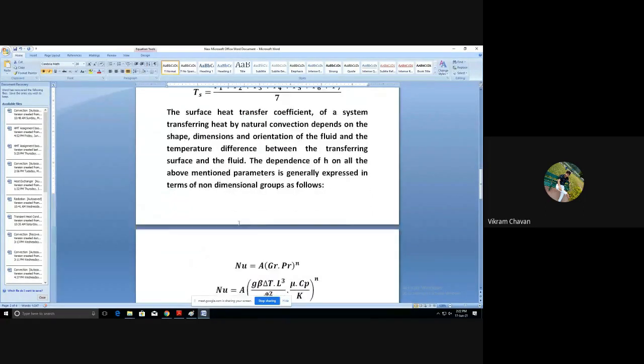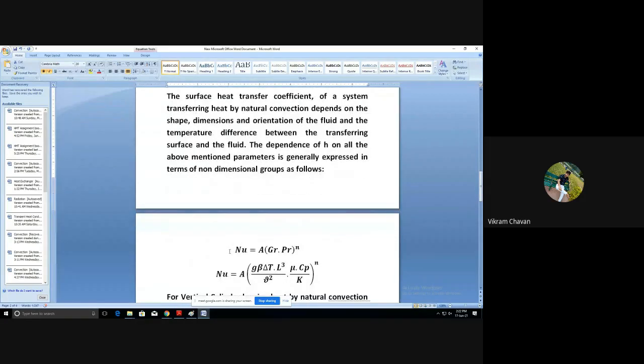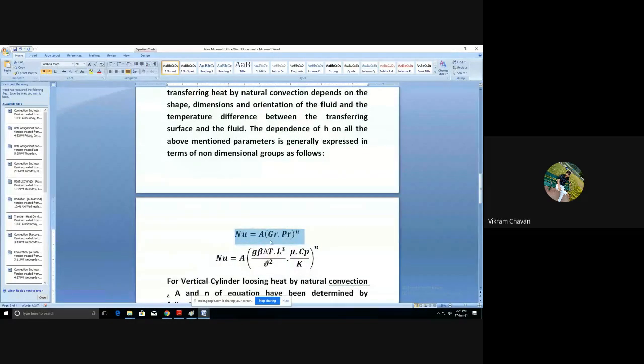So in that case, we know that we have derived this equation for natural convection by using dimensional analysis. That is, Nusselt number is a function of Grashof number and Prandtl number. In equation format, that relationship can be written as Nu is equal to A times (Gr multiplied by Pr) raised to n, where Nu is the Nusselt number, A is a constant, Gr is the Grashof number, Pr is the Prandtl number, and n is also a constant.